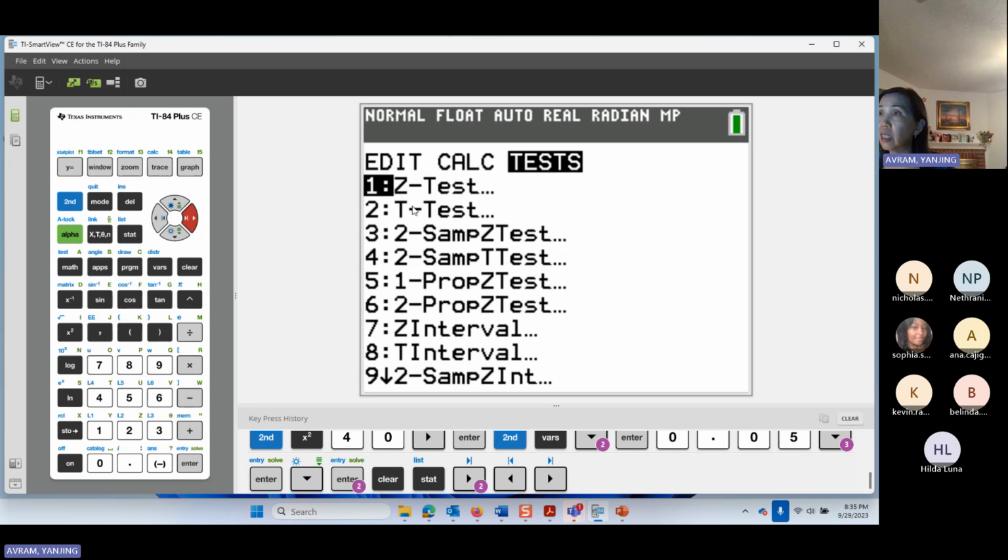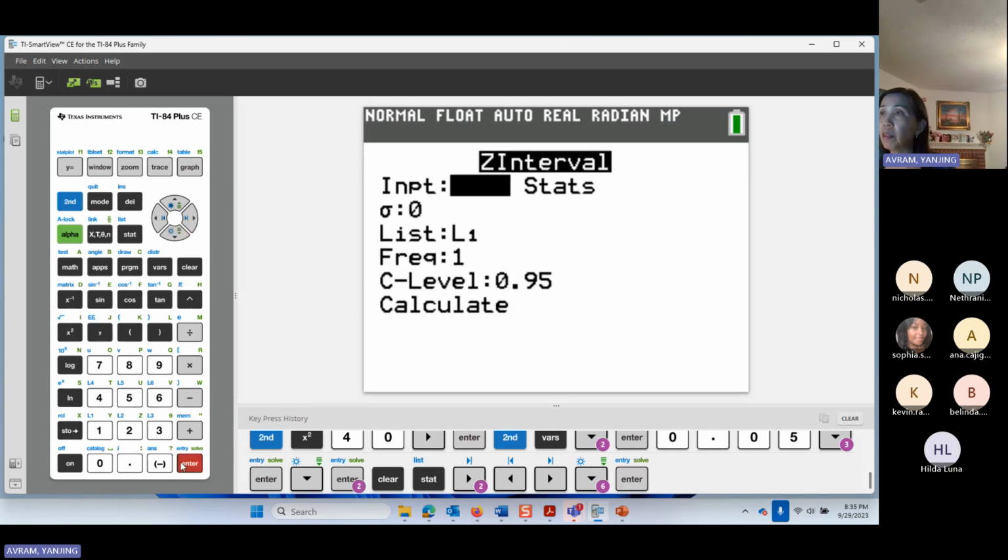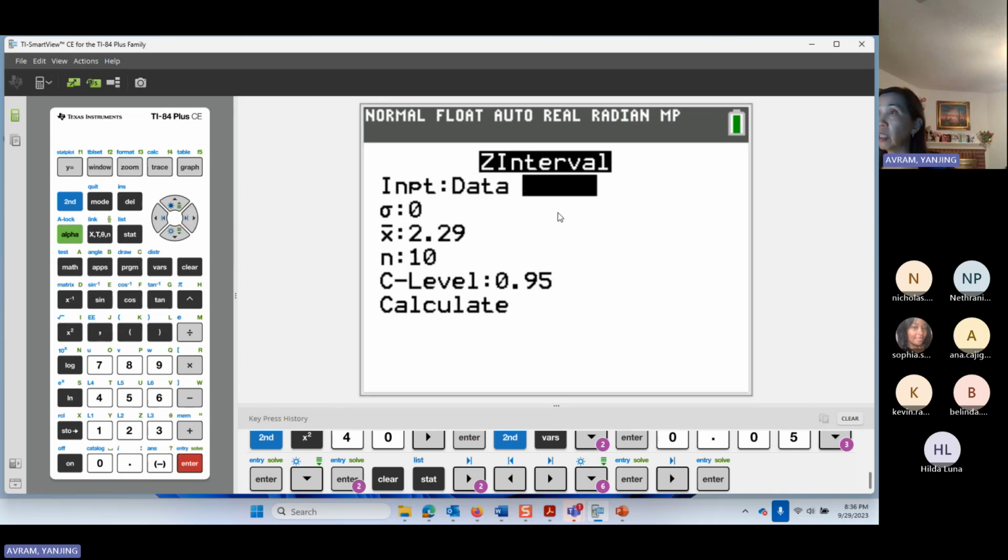So you have a z test and a t test in here. But chapter 6 is the interval, so we're going to have a z interval and a t interval. If sigma is given, that's for the population, and that would be the z interval. You can have raw data or you can have stats. Usually when the question gives you the sample mean, you will have a statistic already. You have stats in here.